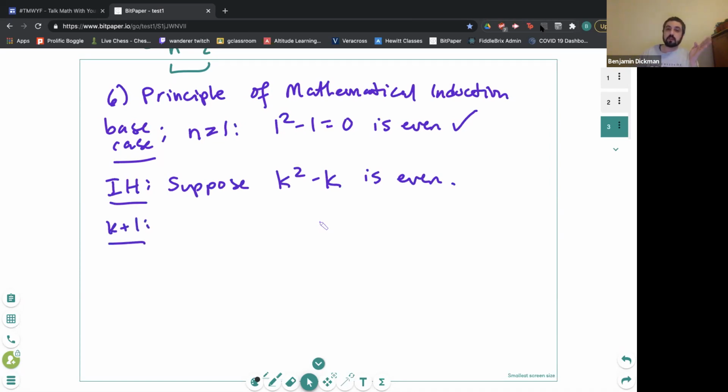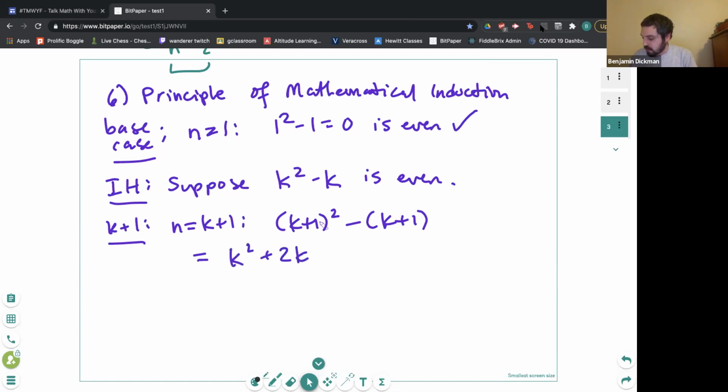We're going to try to use the supposition in the inductive hypothesis to prove that when n equals k+1, this is true. In other words, when n equals k+1, we have n squared minus n. Oh, well, what is this? (k+1) squared is k squared plus 2k plus 1. And then we subtract this off, we have minus k minus 1. And that's k squared. The 2k minus the k is just plus k. And the 1 minus the 1 is gone.